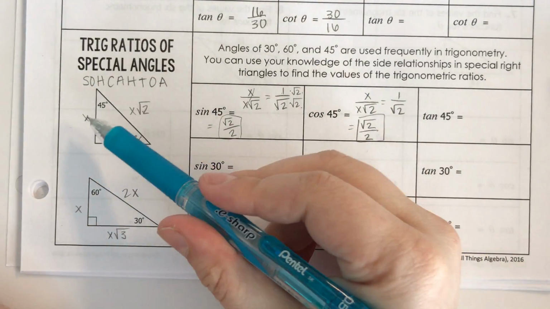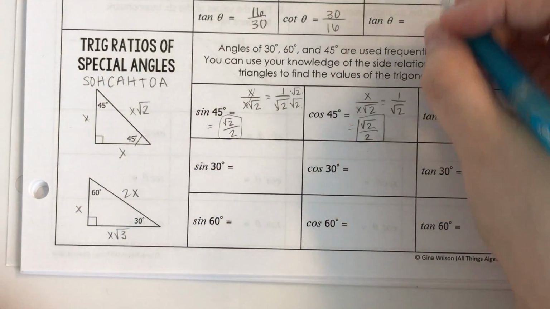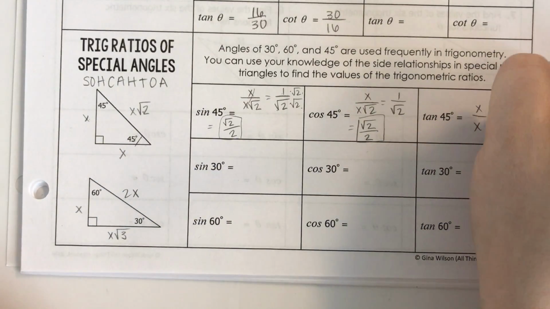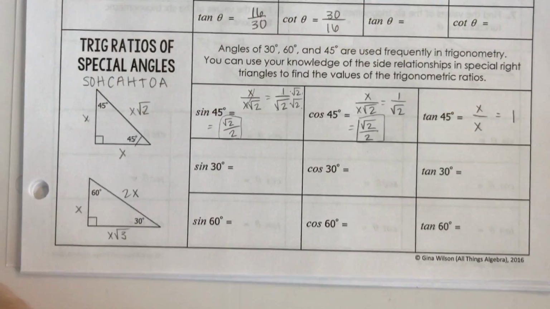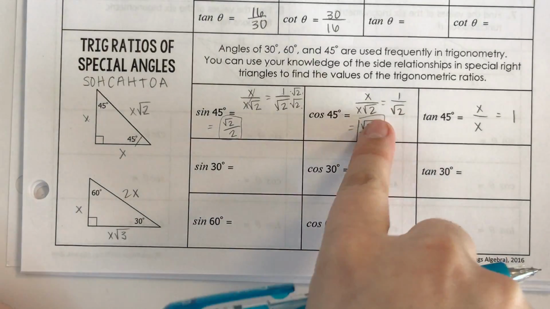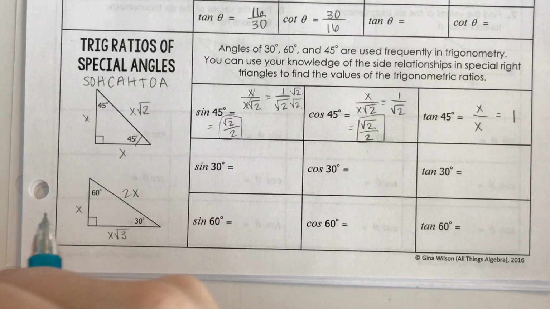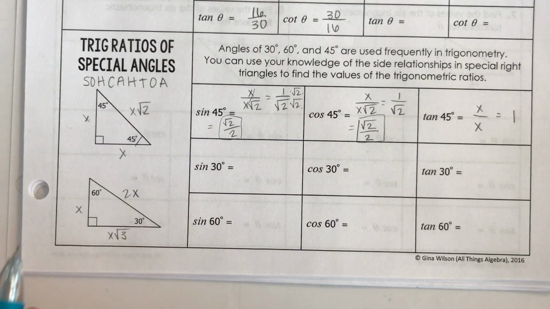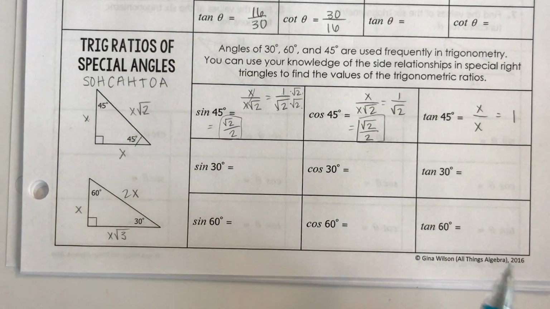Tangent is opposite over adjacent. x divided by x is just 1. So 45 degrees are really easy. You only have to memorize 2 numbers. That's it.